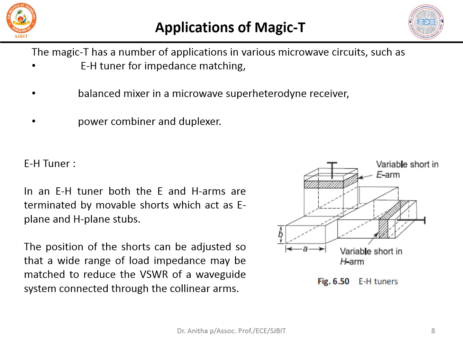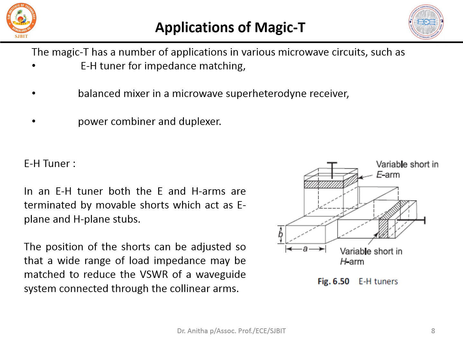If you look at the applications of the Magic T, it has various applications in microwave circuits as an EH tuner for impedance matching, a balanced mixer in a microwave superheterodyne receiver, and you can make use of it as a power combiner and duplexer. Coming to the EH tuner, each and every application we'll see. In the EH tuner, you can observe 4 ports. In the diagram, a variable short has been connected in the H arm as well as in the E arm.